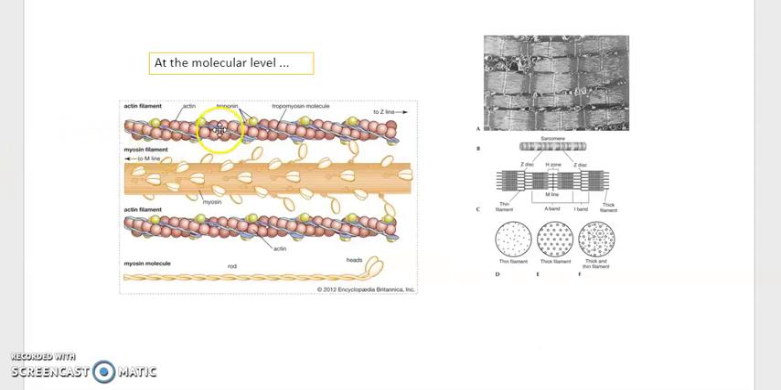There are two other proteins by the name of troponin and tropomyosin. These are wound around the thin filament. If calcium is not released, the troponin and the tropomyosin will be blocking the actin receptors. Therefore, contraction is not possible.